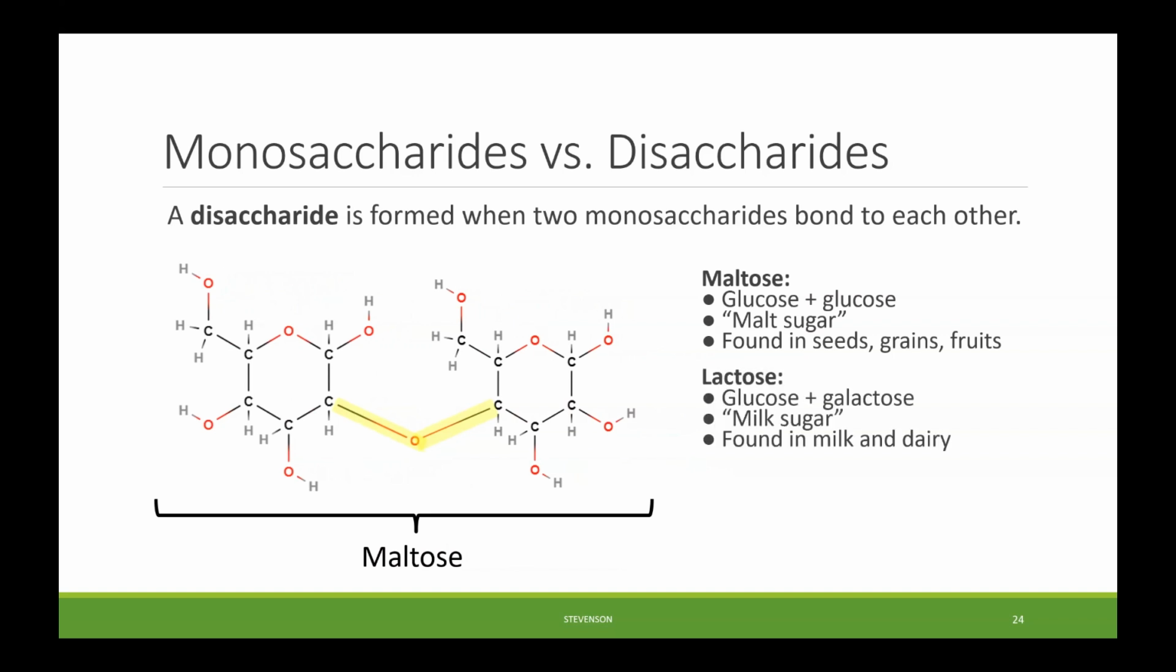Lactose is another disaccharide that you get when you put together the two monosaccharides glucose and galactose. And this is called milk sugar. It's the main sugar that you find in milk and dairy. Sucrose is the disaccharide that you get when you put glucose and fructose together. And this is your common white table sugar. So in the biological world, it's found in fruits, veggies, and nuts.